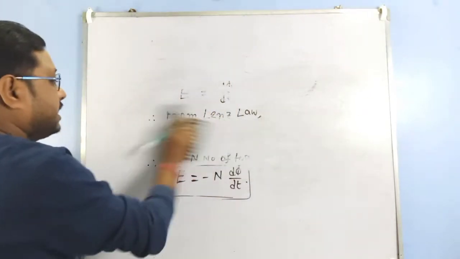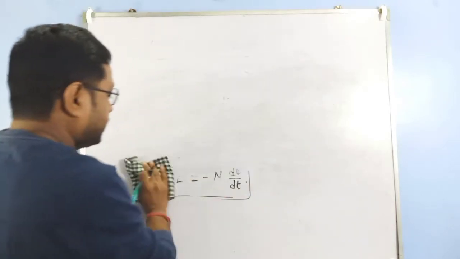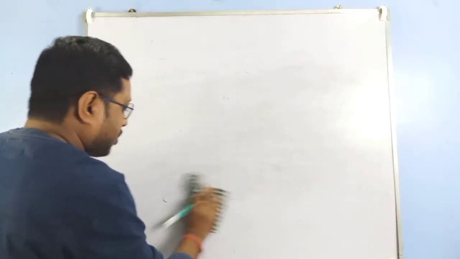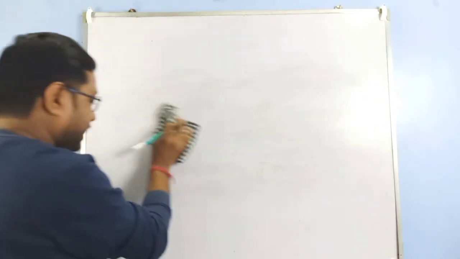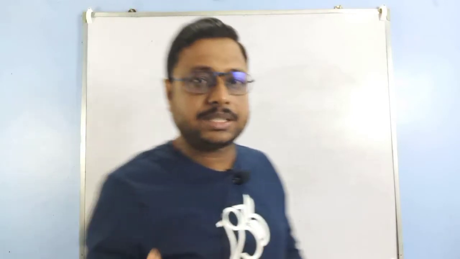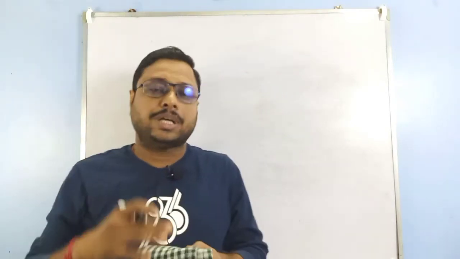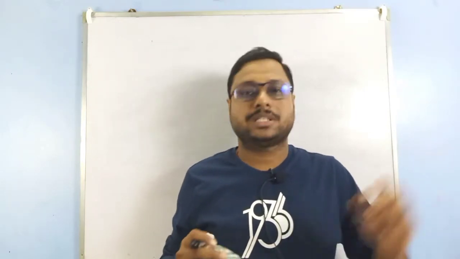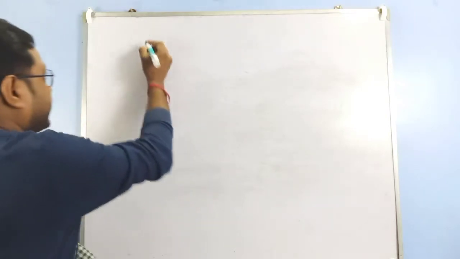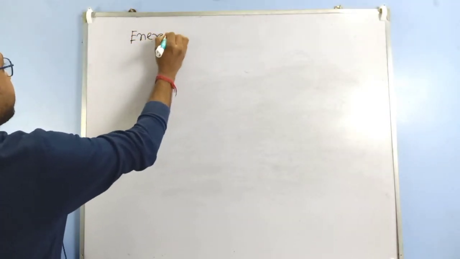तो क्या सीखा हमने, जो ओरिजिनली होना चाहेगा उसको जो करंट है वो अपोज करना चाहेगा. अगर फ्लक्स इंक्रीज हो रहा है तो करंट ऐसा डायरेक्शन में फ्लो होगा कि उसको डिक्रीज करना चाहेगा, और अगर फ्लक्स डिक्रीज हो रहा है तो करंट ऐसा डायरेक्शन में फ्लो होगा कि वो डिक्रीज फ्लक्स को इंक्रीज करना चाहेगा. नाउ वी कैन गेट एनर्जी कंजर्वेशन.